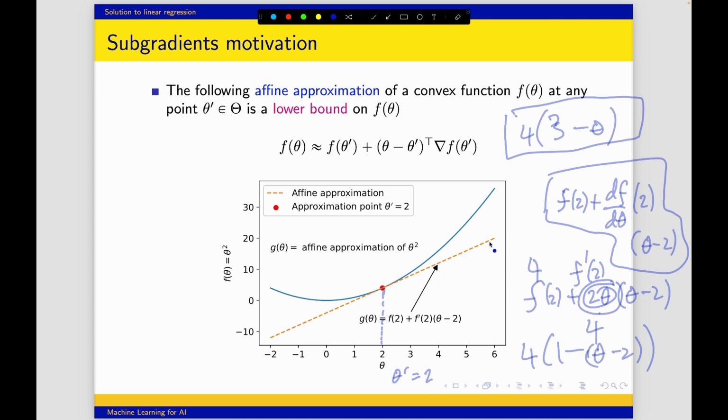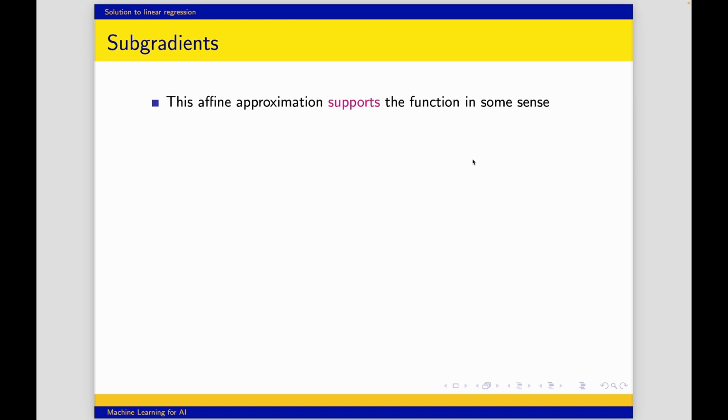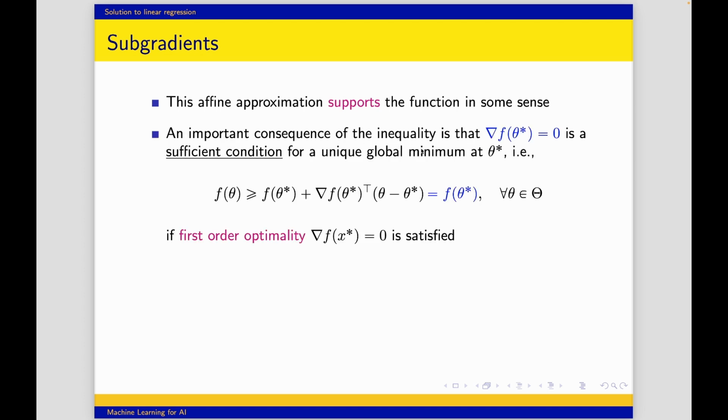So the point is that this affine approximation is always below, it's a lower bound of our function f of theta equals theta squared, right? And so this affine approximation is somehow supporting this function. This function always lies above this affine approximation, which is what I'm saying here. So this affine approximation supports the function in some sense.